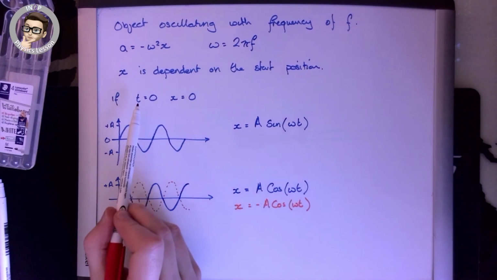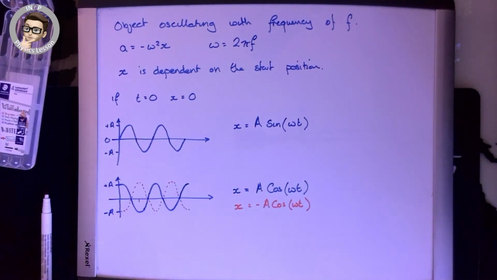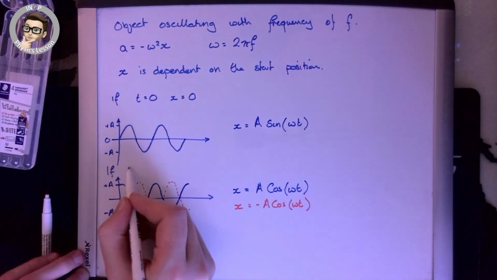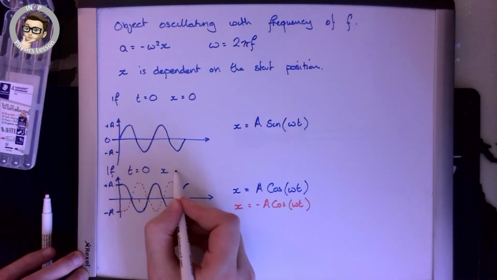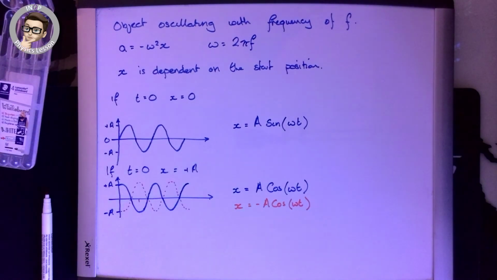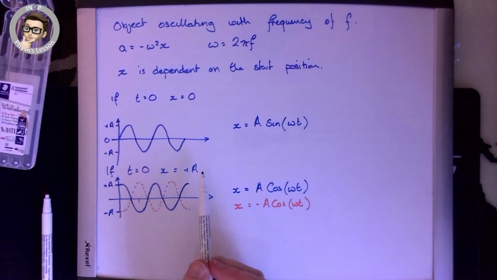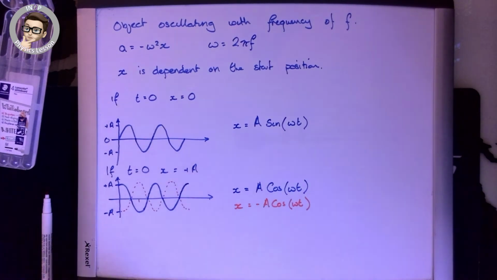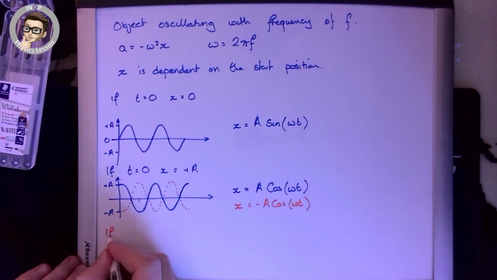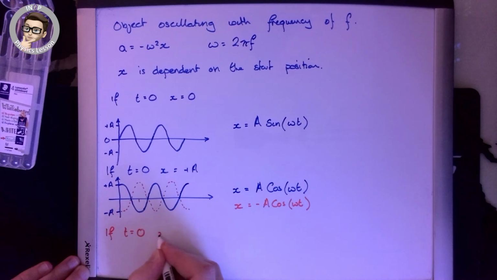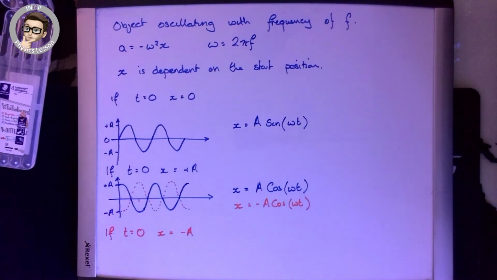Sine omega t, if t is 0, x is 0. I'm sorry, I should have put this in here. So if t is 0 and x is plus the maximum amplitude, then we're going to end up with a cosine. And if t is 0 and x is the negative amplitude, then we're going to end up with a negative cosine. So the red one would be if t equals 0, then x equals negative amplitude. So hopefully you can see how this all starts to tie in to what we've been talking about so far.